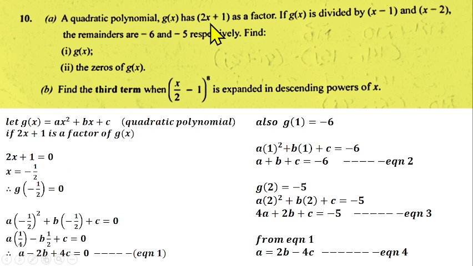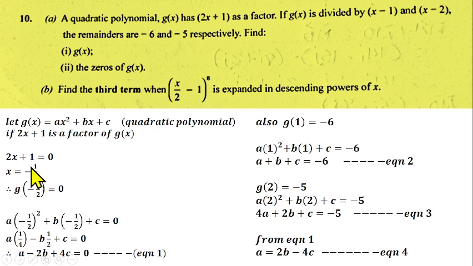Then from this statement, g of x has a factor of 2x plus 1. So that means if 2x plus 1 divides this g of x, the remainder should be 0, because this is a factor of this, according to the remainder theorem. If I make 2x plus 1 equal to 0, then I will get x to be equal to minus 1 over 2.